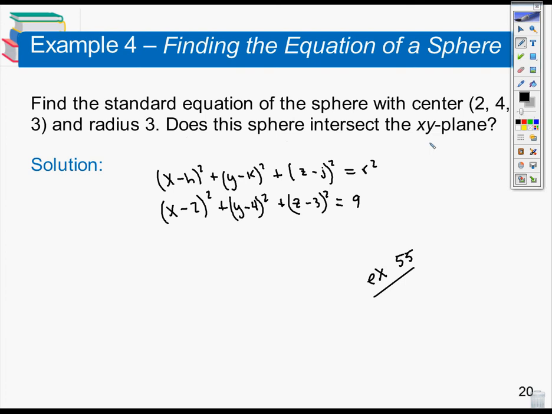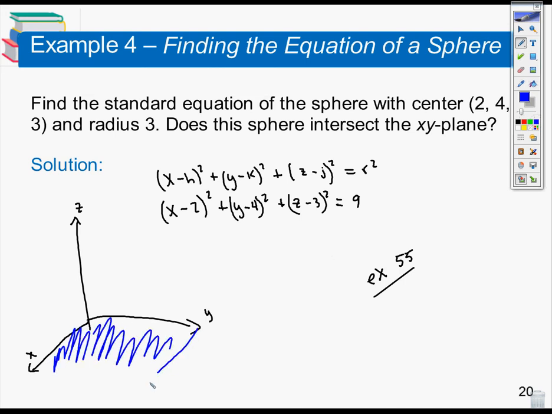And it says, does the sphere intersect the xy plane? Now, first of all, I need to remember what the xy plane is. And if I draw this out crudely, that's my z, this is my x, this is my y. So the xy plane is the plane that joins together the x-axis and the y-axis. So it's this one down here, kind of like a floor in a way.